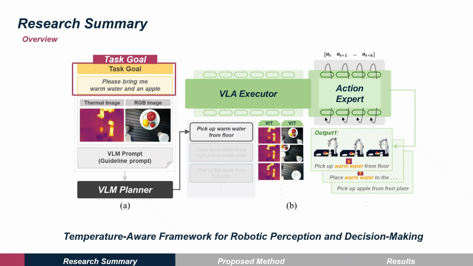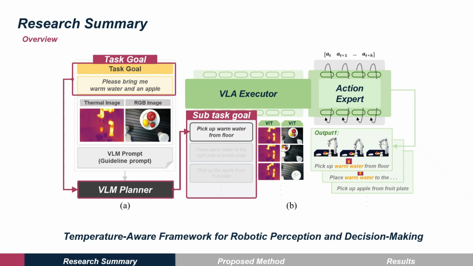The VLM planner takes the user's task goal, images, and guidelines as input, and decomposes the task into multiple subtask goals. The VLA executor takes the decomposed subtasks as task goals and performs thermal-aware robot actions.